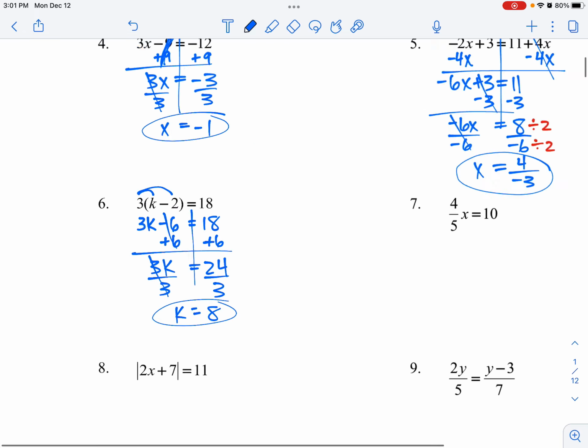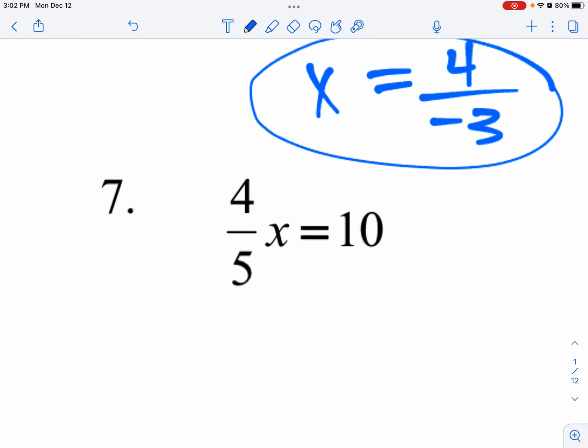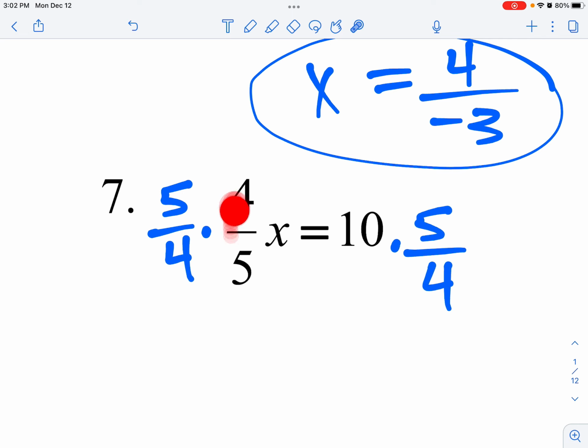Okay. How about this one, number 7? I know we saw a few of these way early in the semester, but how do I get rid of a fraction to get the x by itself? What you're going to do is you're going to times both sides by the reciprocal. Do you remember reciprocal? Flip means flip this fraction, because 5 times 4 and 4 times 5, that cancels out, and you're just left with x on this side.